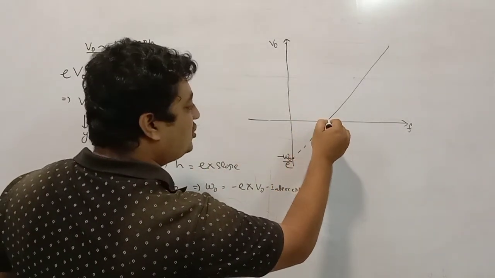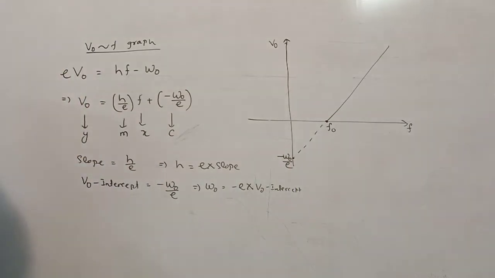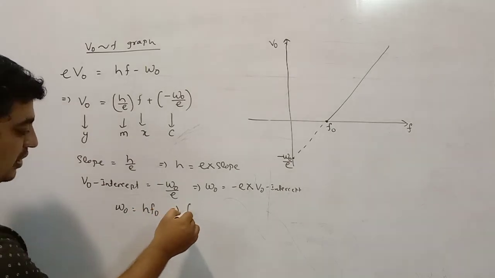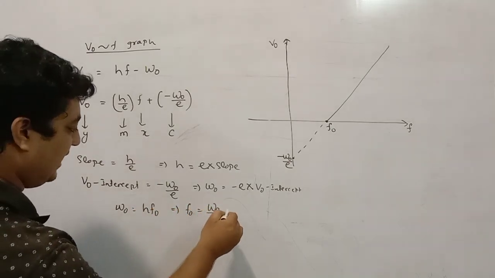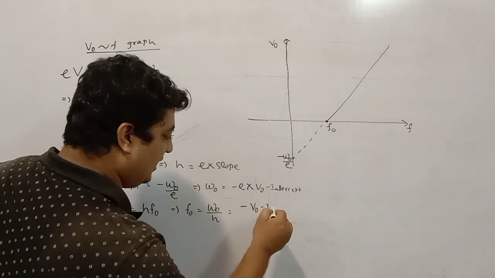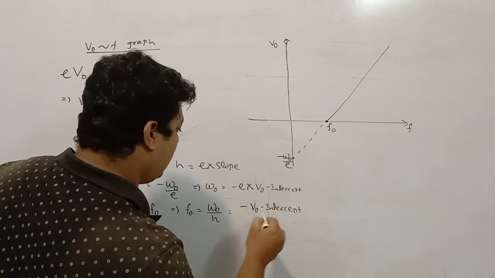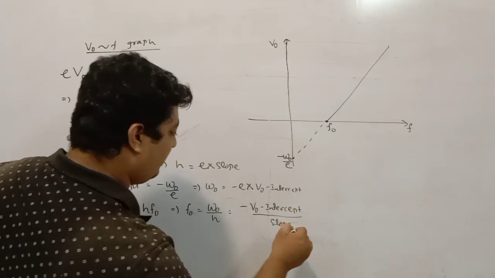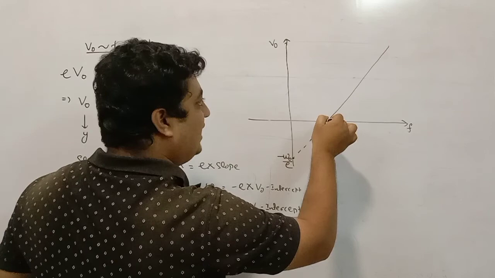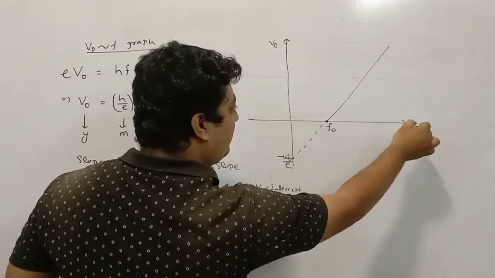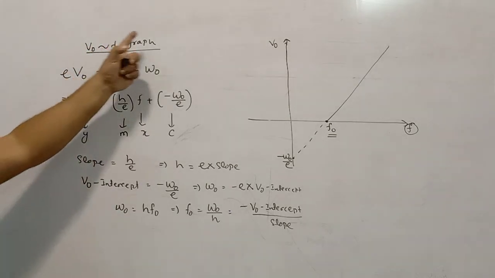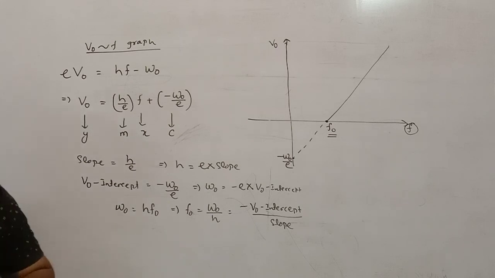The last one is the threshold frequency f0. Now we know W0 equals h f0. So f0 equals W0 by h. Now W0 by h will be minus the V0 intercept divided by the slope of the graph. Or we can say the frequency at which this graph intersects the frequency axis gives the threshold frequency f0. So, this is the explanation about the V0 versus f graph.